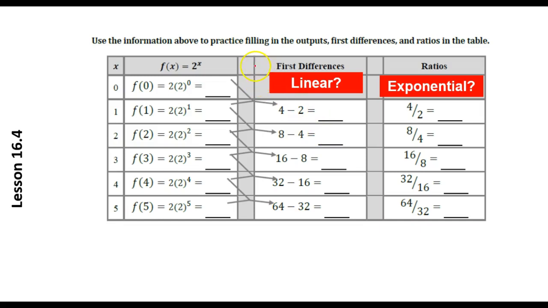So one of the first activities they asked us to do is to fill out the outputs, which is this column right here, and then the first differences and ratios. Notice here we're using the exact same numbers, 4 and 2, 4 and 2, 8 and 4, 8 and 4. The only difference is here we're subtracting, whereas over here, I know that dash looks a little different, we are actually dividing. So on your calculator, make sure to use the dividing symbol. Okay? So the first thing they ask us to do is just to calculate each one of these values out.